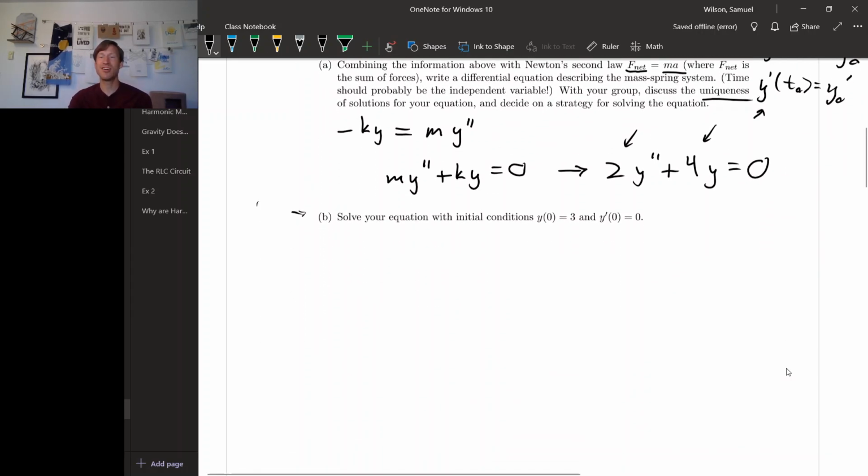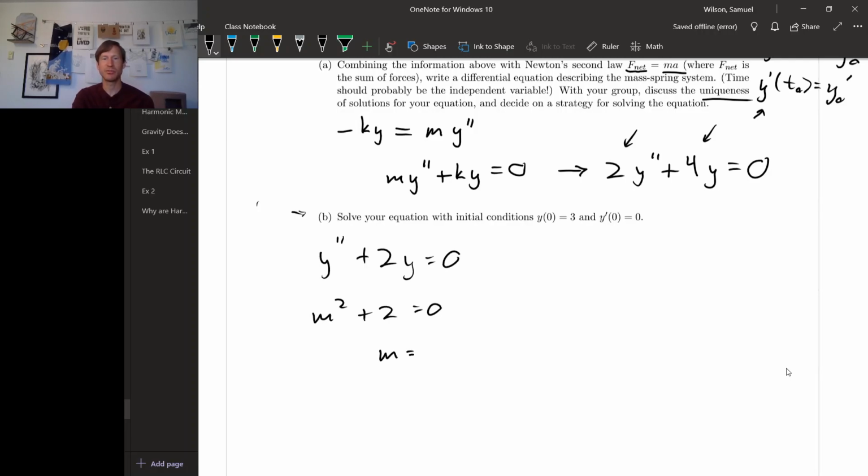Now, since this is a constant coefficient homogeneous linear differential equation, we can just use our characteristic equation trick to find solutions. So first of all, we can divide both sides by 2, I guess. So y double prime plus 2y equals 0. The characteristic equation is going to be m squared plus 2 equals 0. So m is going to be plus or minus the square root of 2 times i.